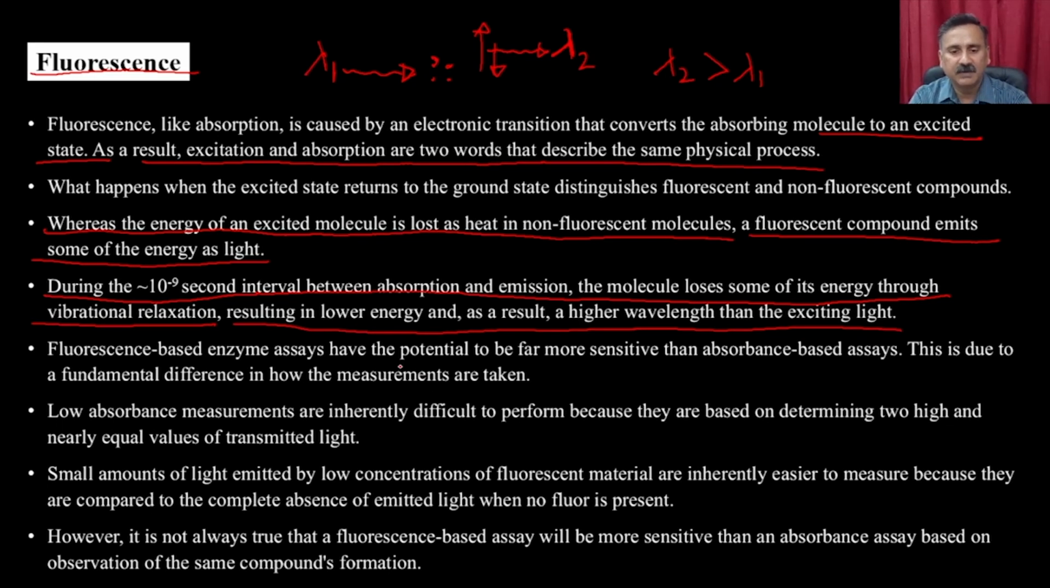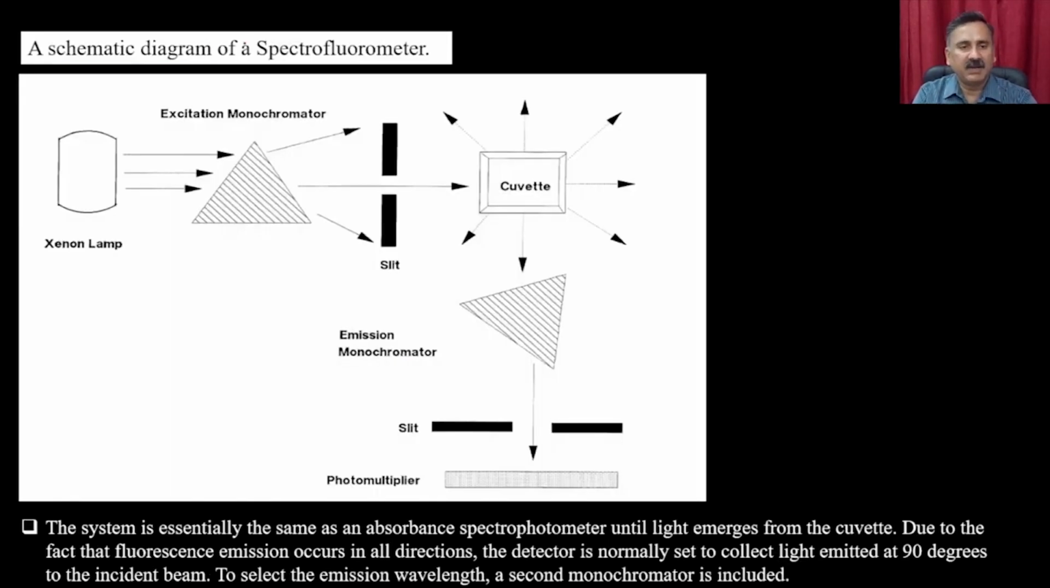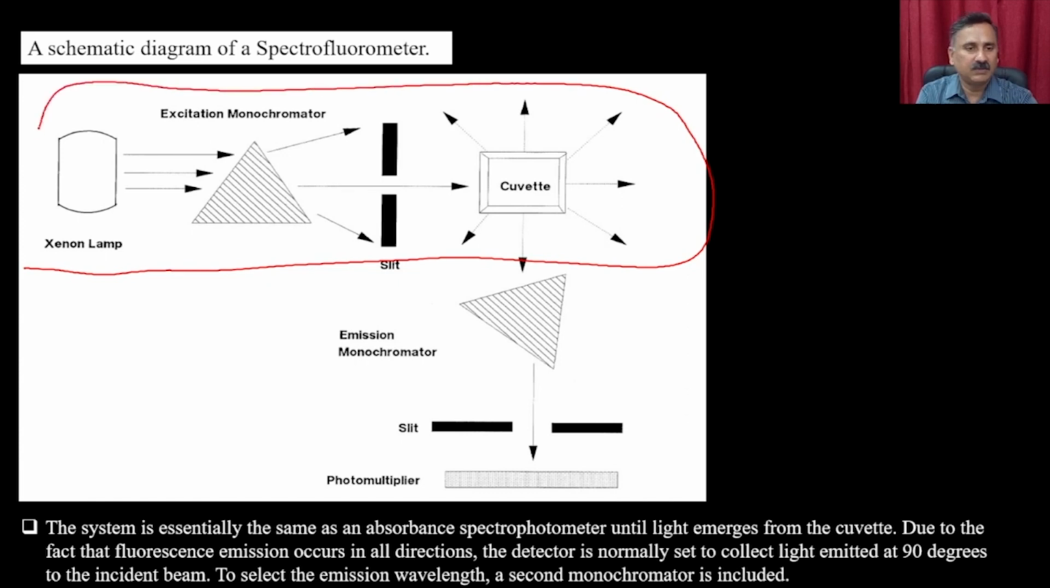you are going to have a different set of instrumentation. So this is a schematic diagram of a fluorimeter. Up to this point it is the same as the spectrophotometer. You're going to have a light source, the monochromators, and then a slit, and then a cuvette, and this cuvette is going to emit the light in all directions, right? In the spectrophotometer you have a detector on this side, so you are able to measure the light that is being absorbed by this molecule.